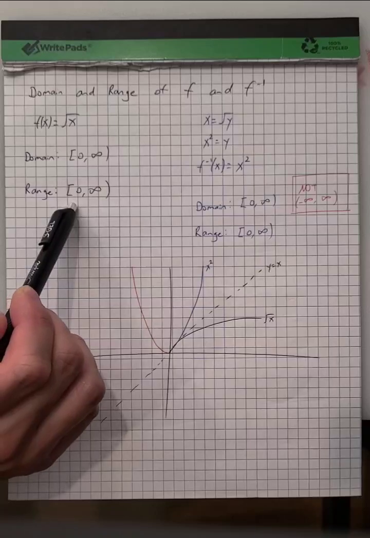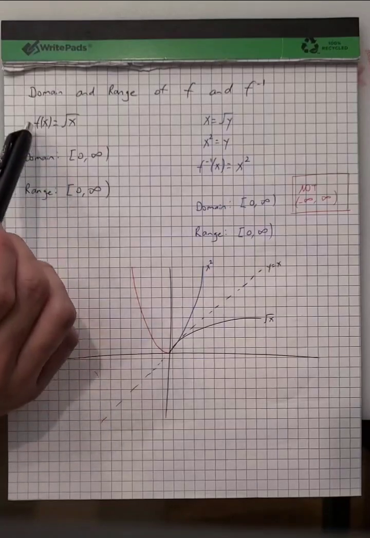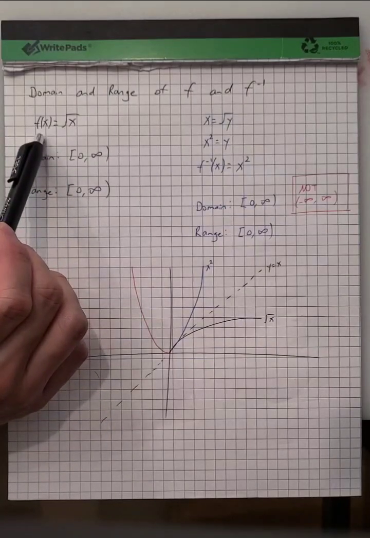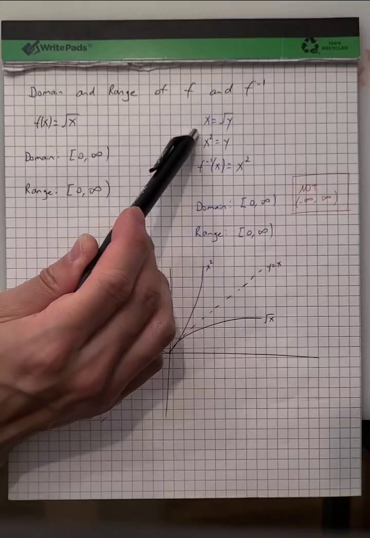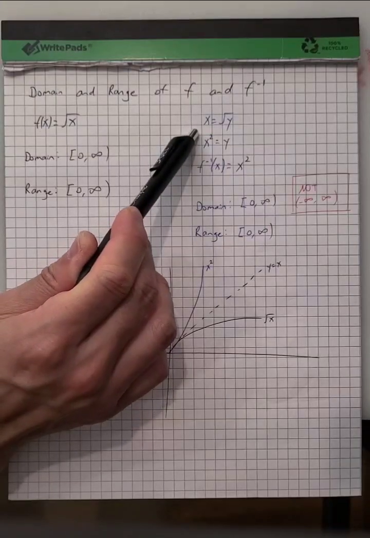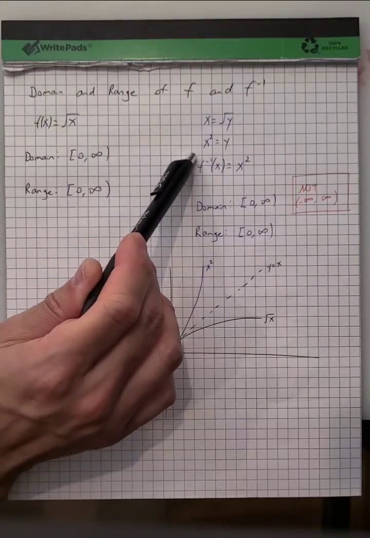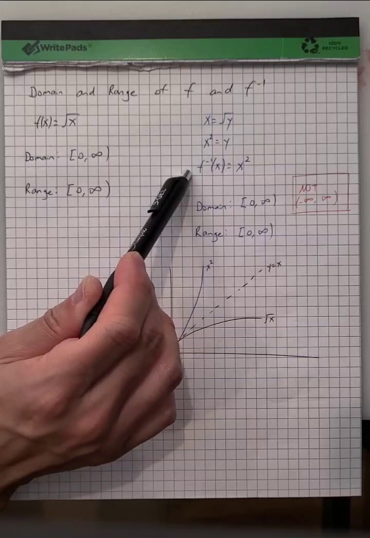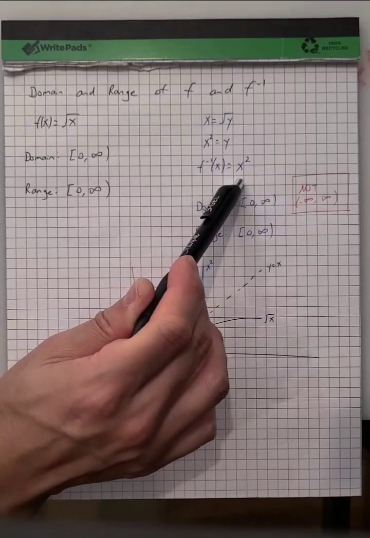All right? Now, if we want f inverse, we go through the motions of swapping the y and the x. So that's what I did right here. And then we solve for y, so we just square both sides. And therefore, f inverse of x is x squared.